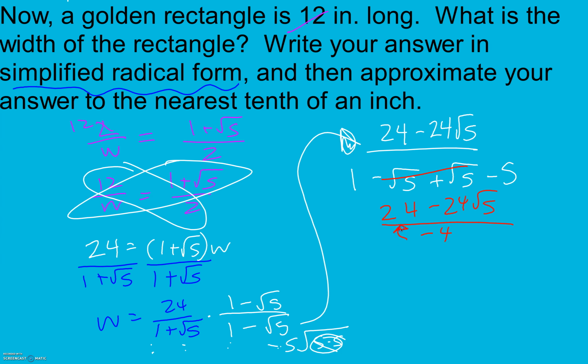And here, 24 is divisible by 4, so I'm going to simplify this by taking 24 divided by negative 4, and then negative 24 divided by negative 4, and that gets the square root of 5 as well. So here I get negative 6 plus 6 square roots of 5. This is labeled in inches. That's my simplified radical form. Now approximate your answer to the nearest tenth of an inch. When we type this in our calculator, we're going to get about 7.4 inches.